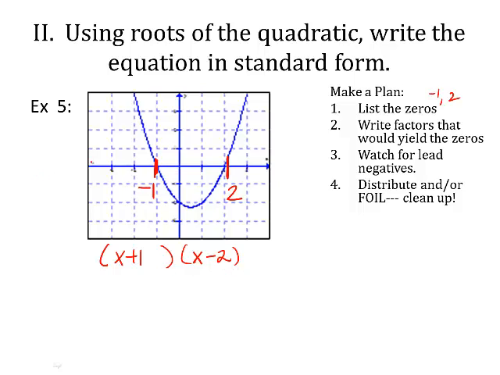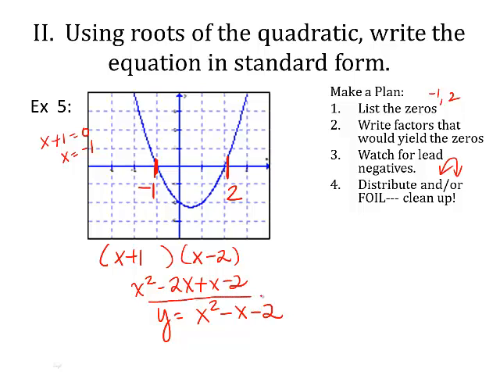All right? And if you're not sure, take the factor you created, solve it for x, set it equal to 0, and solve it. So if you get what's showing up on the graph, then you have the correct factor. Watch for lead negatives. Well, how do you know if it has a lead negative? It's simply, if it's upside down, it's going to have a lead negative. This one does not, so I don't have to worry about that. The last thing I have to do is distribute and or clean it up using FOIL. So if I just FOIL this, x squared minus x plus x minus 2, then my equation simplified is x squared minus 2. So I want you to be able to take the graph and generate the equation.